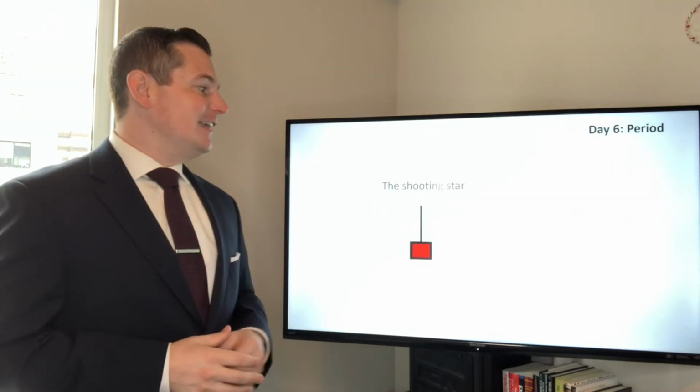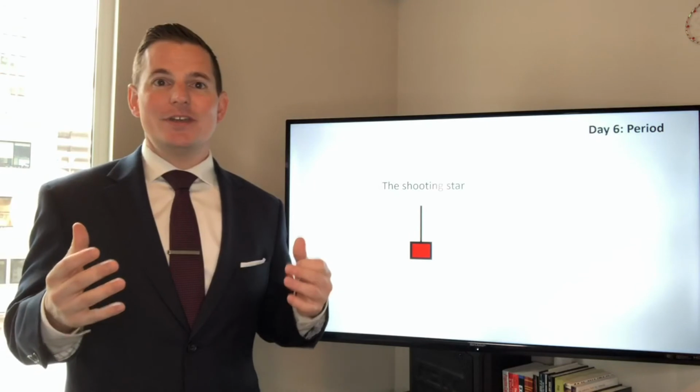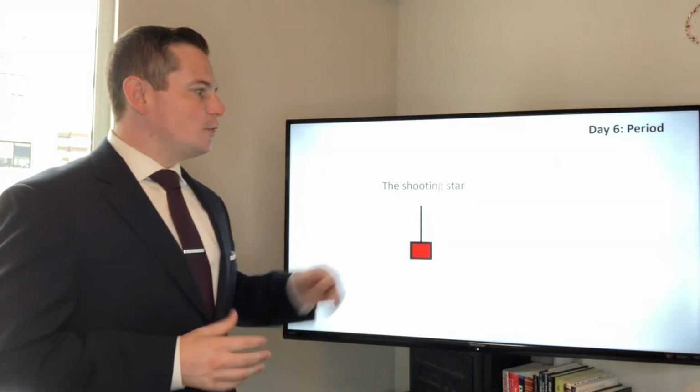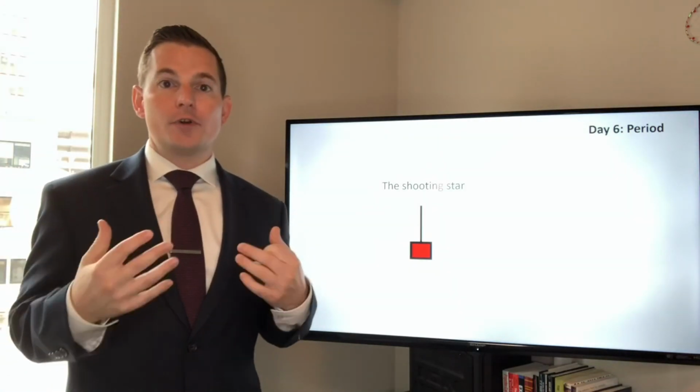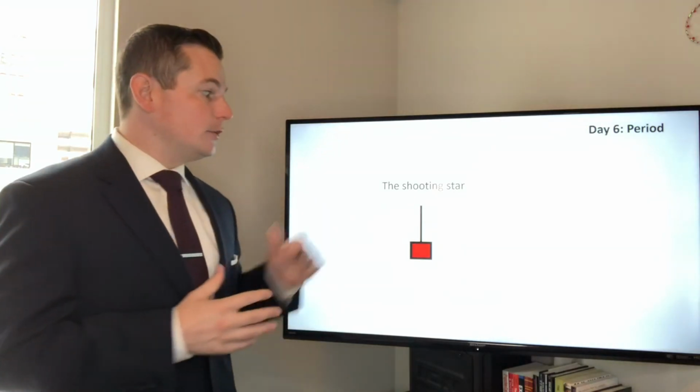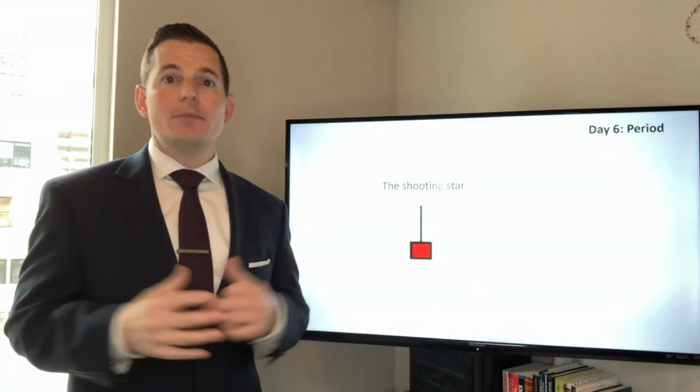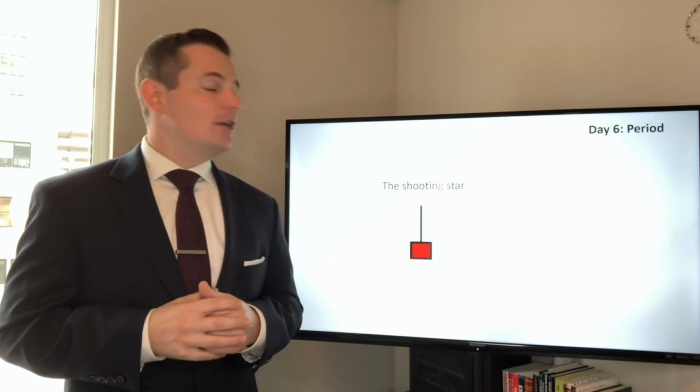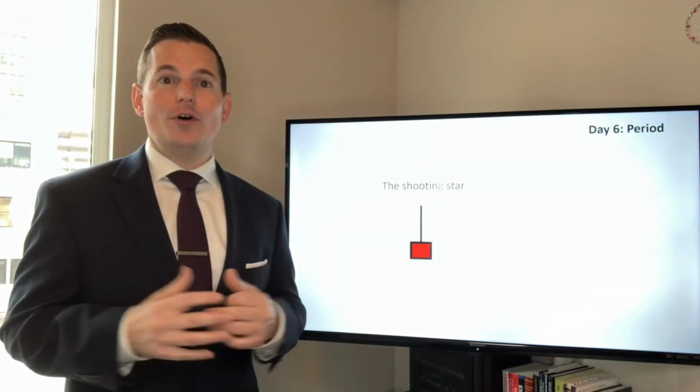And the next is the shooting star. It's the opposite of the hammer candle. And this would be an indication of a reversal down. If there was a long uptrend and you see a shooting star, that could be an indication that the price is going to fall, okay?